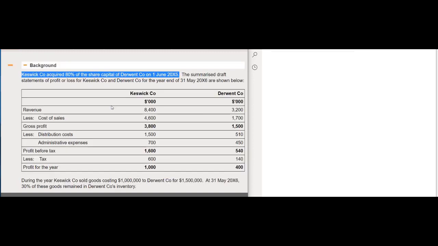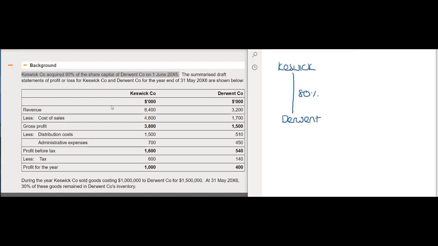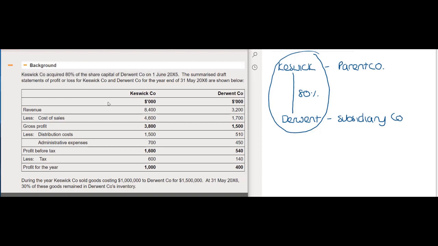Firstly, let's look at the background information that relates to task 1. We can see that Keswick acquired 80% of the share capital of Derwent on the 1st of June 20X5. Keswick owns more than 50% of the shares of Derwent and so is the parent company, and Derwent is therefore the subsidiary company. In this situation, when we have a group, we will need to prepare consolidated financial statements. For many of the balances we prepare in consolidated accounts, we will be adding together Keswick's figures to Derwent's figures. However, there will be some adjustments that we need to make to these numbers.